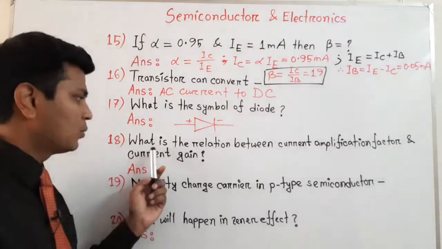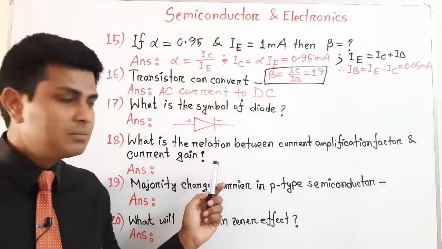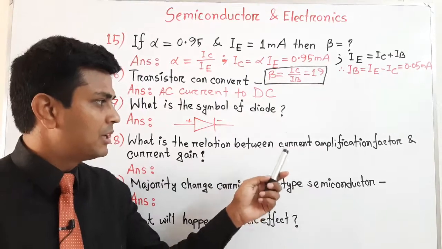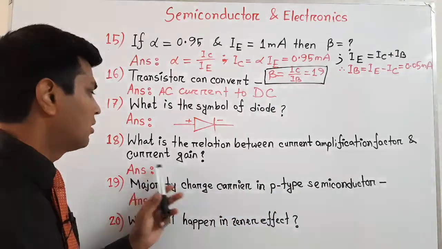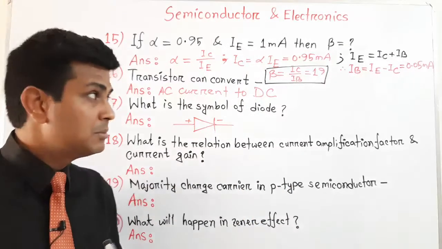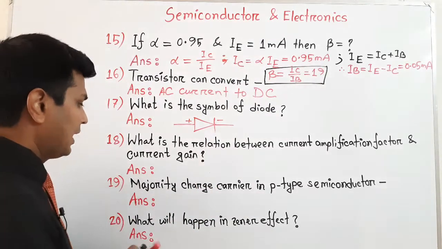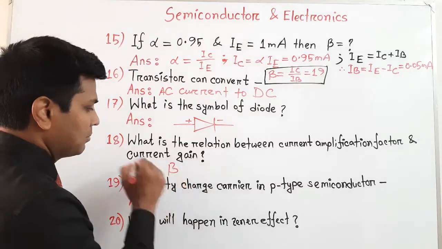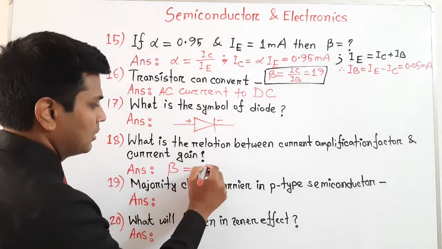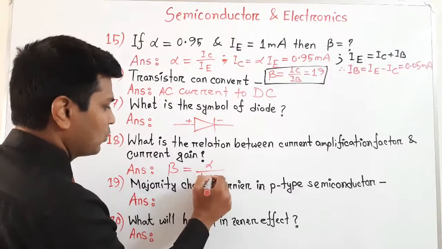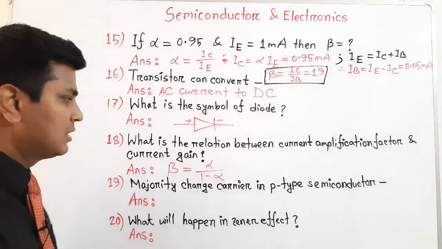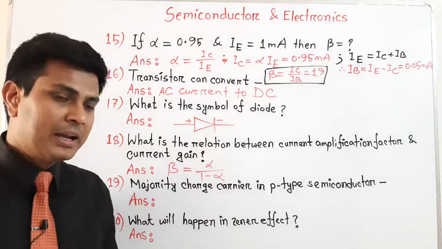The question is, what is the relation between the current amplification factor and the current gain? That means what is the relation between alpha and beta? The relation between alpha and beta is beta equals alpha divided by 1 minus alpha. This is the relation between alpha and beta.